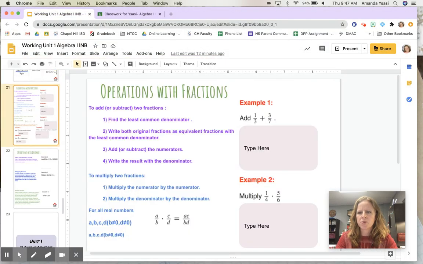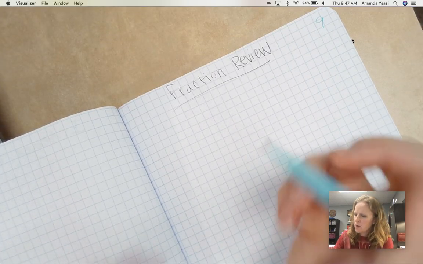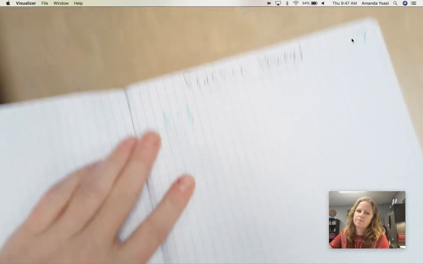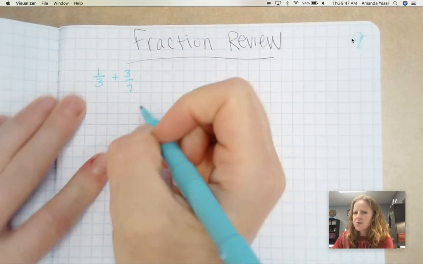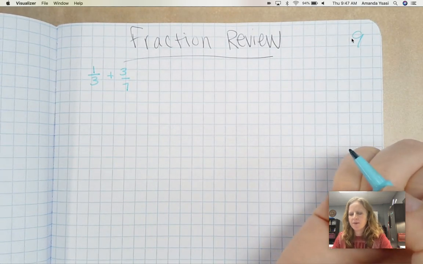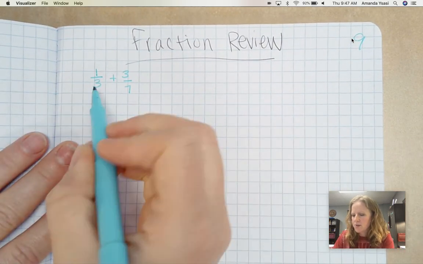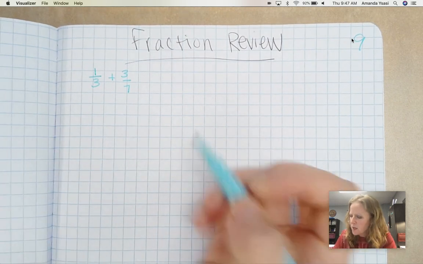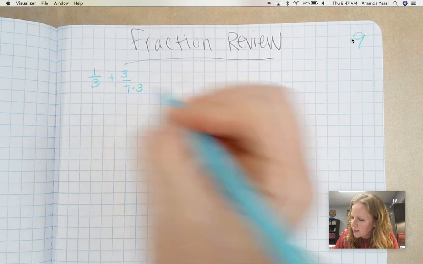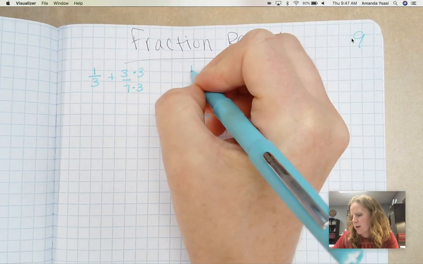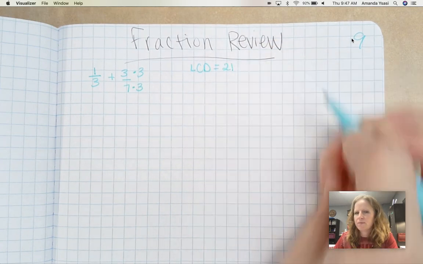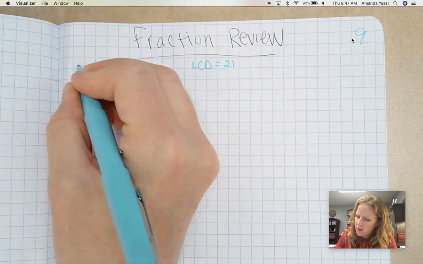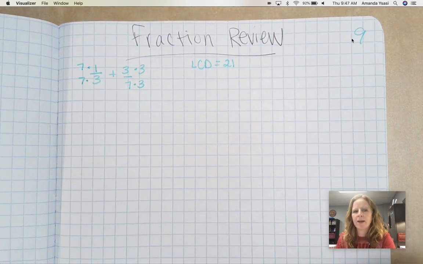It says 1/3 plus 3/7. So I'm going to write that down. 1/3 plus 3/7. In order to add these, you have to have a least common denominator. So 3 and 7 are your denominators. You want to find a number that both of them will equal. So I'm going to multiply by 3 because 21 is going to be our least common denominator. And then on this one, I'm going to multiply by 7. Whatever you do on top, you have to do on bottom. You got to keep them balanced, keep them equivalent.